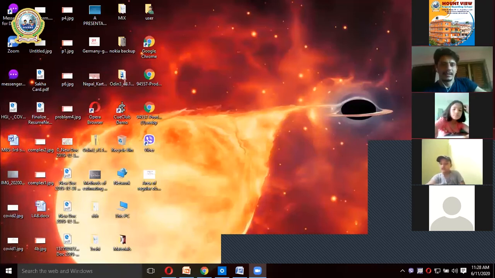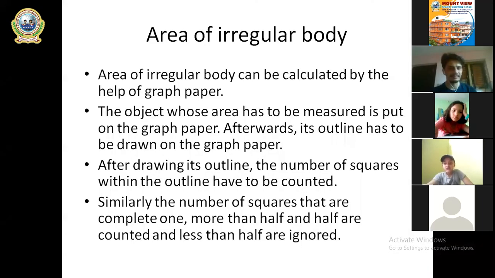Okay. All right. So, area of irregular body. Area of an irregular body can be calculated with the help of graph paper. You know what graph paper is? I think you people know what graph paper is.